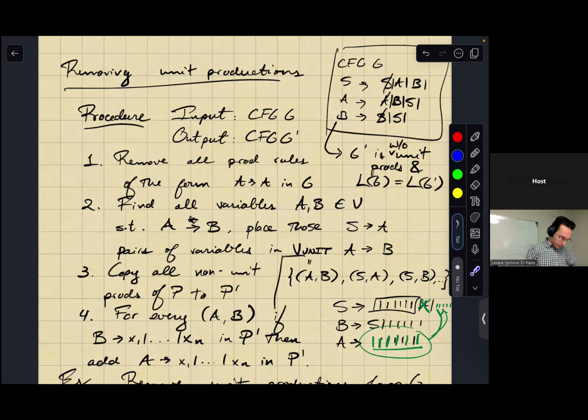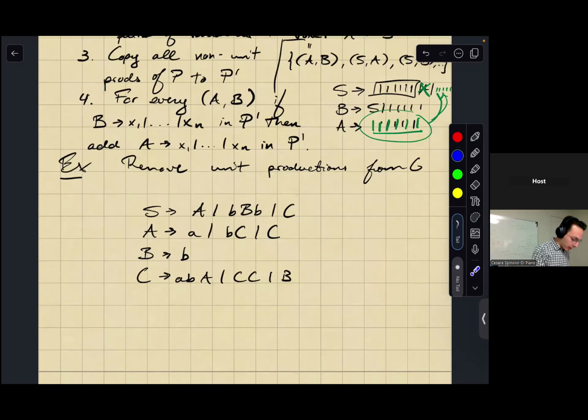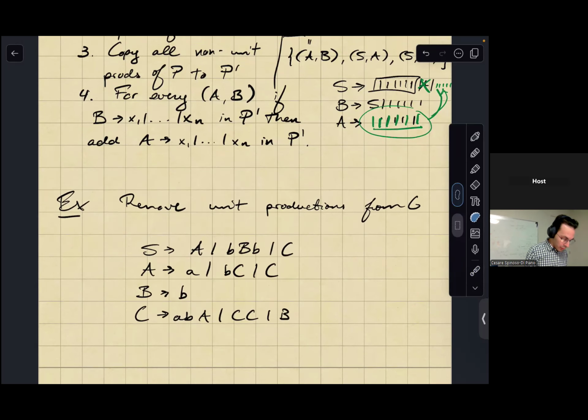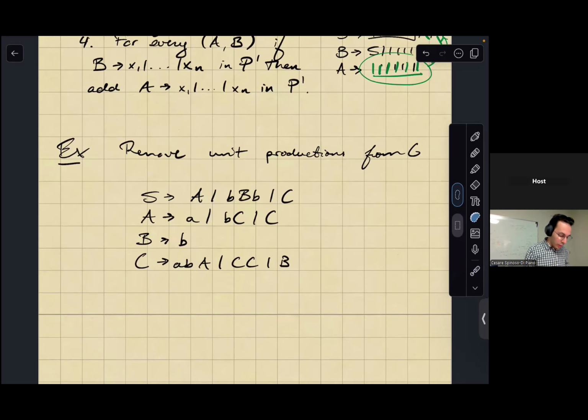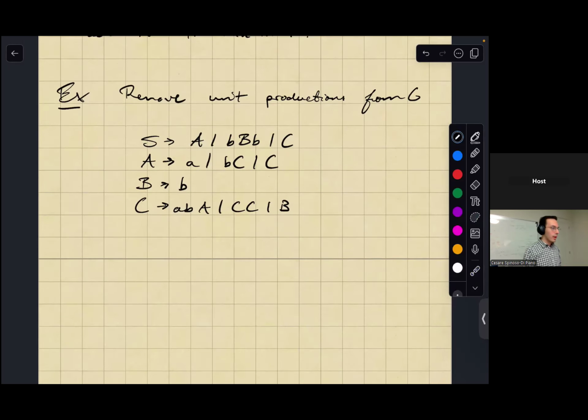Okay, so let's look at this example, which has already been manifesting while I was presenting the procedure. So what I want to do is remove all the unit productions from this grammar G, right? So what is the first step, right? The first step is to remove any of the identity production rules.